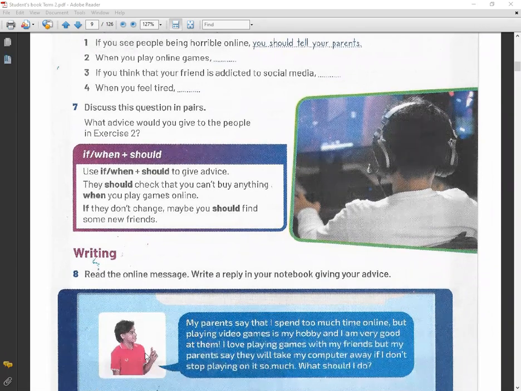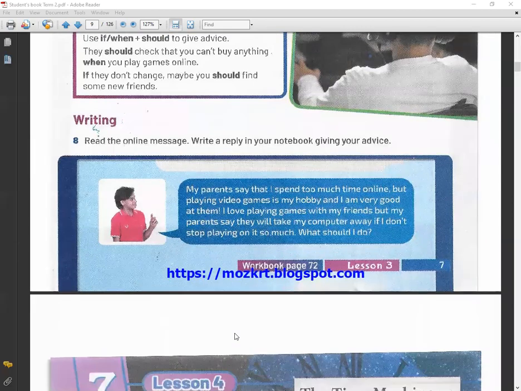In the writing exercise, we have a problem that we are going to read together. Let's read it about that boy. He says, my parents say that I spend too much time online, but playing video games is my hobby, and I am very good at them. I love playing games with my friends, but my parents say they will take my computer away if I don't stop playing on it so much. What should I do? Let's try to write him some advice using should or shouldn't.